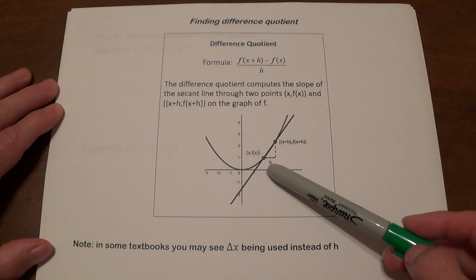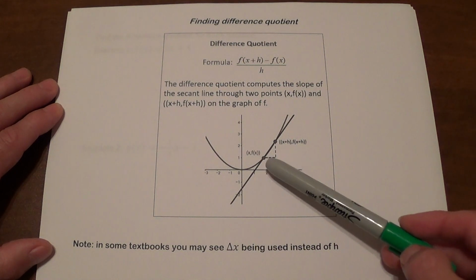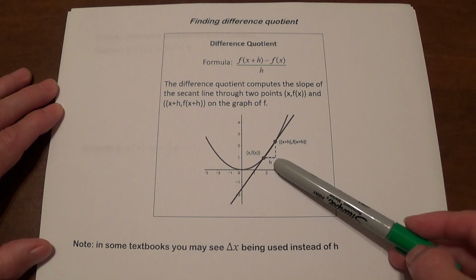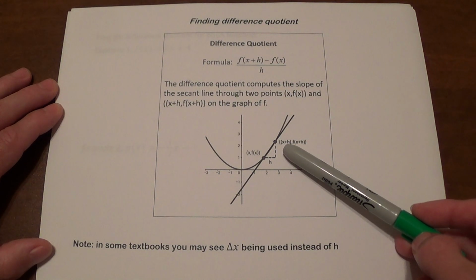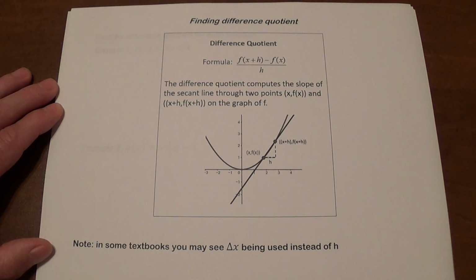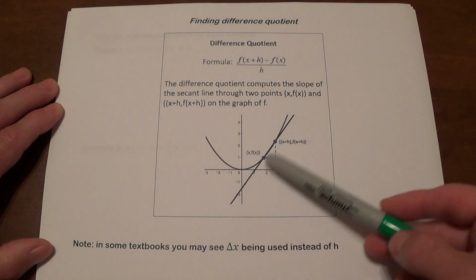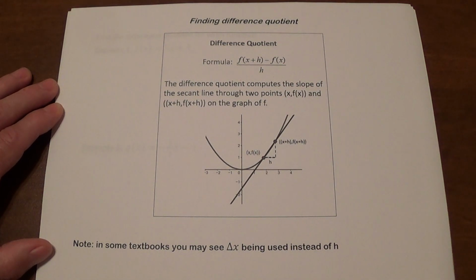So we have a point x, comma f of x. We have some step h, the increment. And then for that increment, we're getting another point whose coordinates will be x plus h, comma, f of x plus h. And basically what you're doing is you're finding the slope of the line that goes through these 2 points. And this is the equation that you always use.